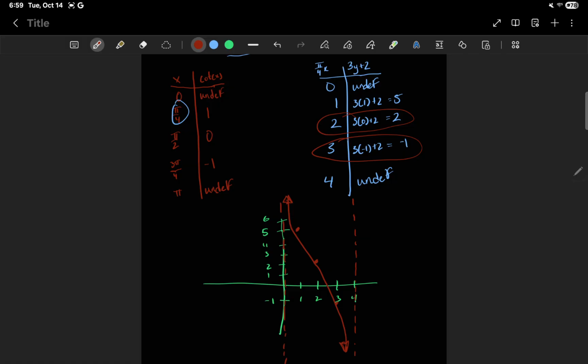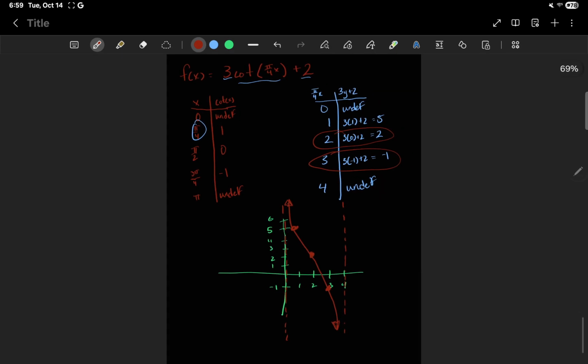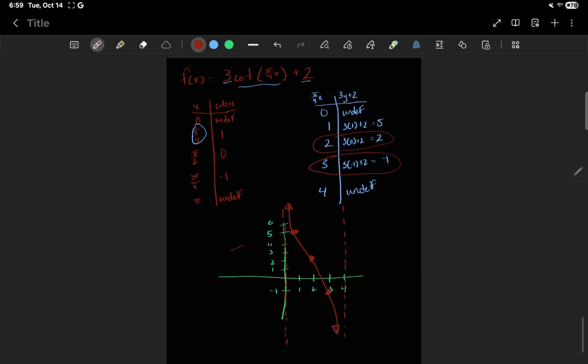So 2 vertical asymptotes and 3 points. So it's going to be the 5 points that we're looking for. And that's how you graph cotangent. So this graph right here is f of x is equal to 3 times cotangent of pi over 4 x plus 2. So I've shown you how to graph all 6 trig functions.